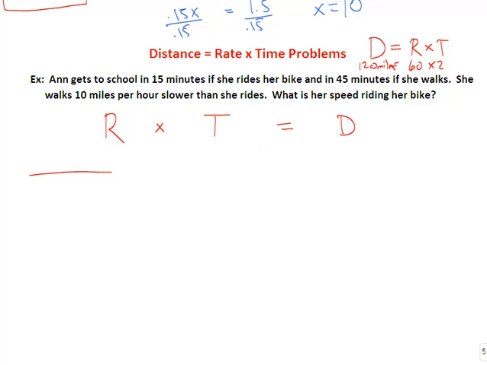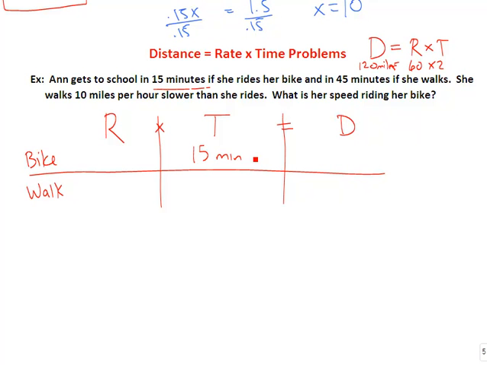And I'm going to make 2 rows and 3 columns. The first row is going to be how Anne gets to school when she rides her bike. And the second row is going to be the information for how Anne gets to school when she walks. Okay? So what do we know? Well, we're told initially that it takes Anne 15 minutes to get to school if she rides her bike. That's a time. So I'm going to put 15 minutes in the time column under the bike row. It takes 45 minutes if she walks. So I'm going to put 45 minutes in the time column for walking.